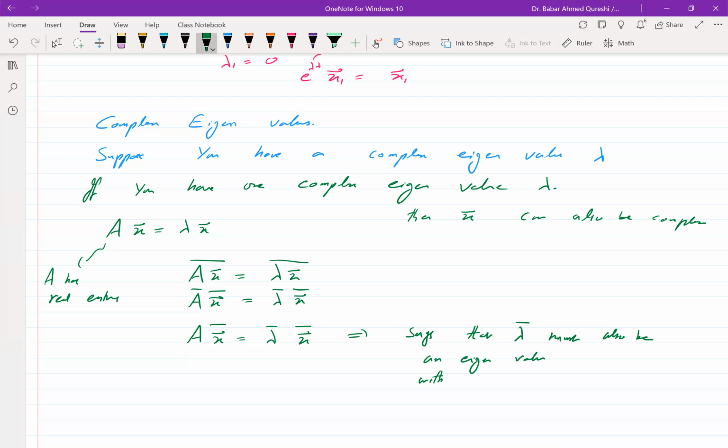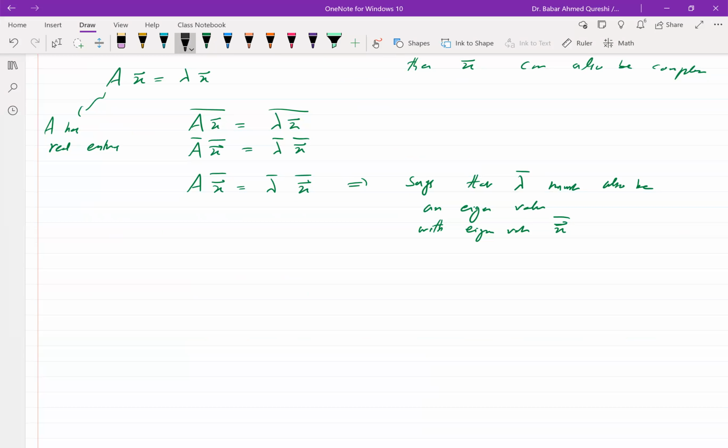With eigenvector x bar. You don't even have to find the corresponding eigenvector. That would be just equal to taking the complex conjugate of the eigenvector corresponding to eigenvalue lambda, and that will be a new eigenvector. So complex eigenvalues always come in pairs. We had discussed it before.